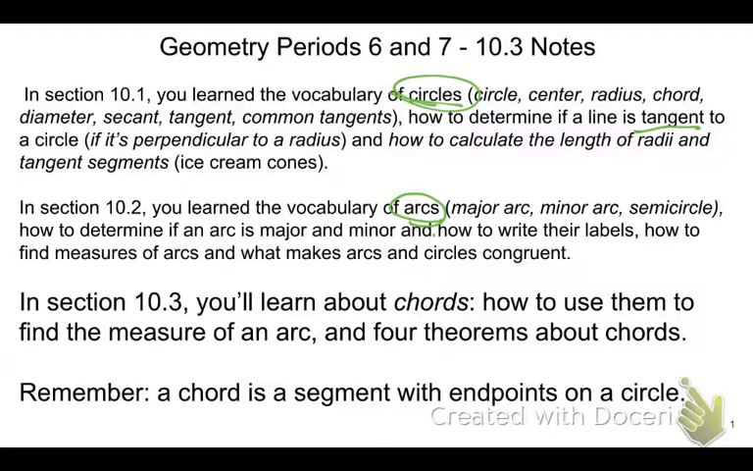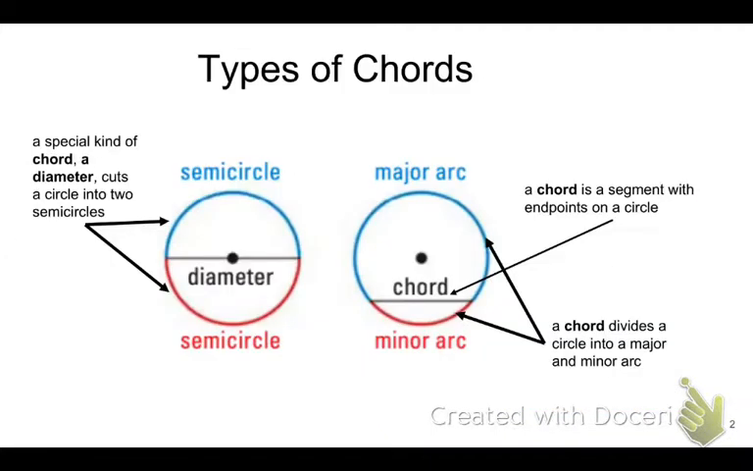In section 10.3, you're going to learn about chords, and how to use them to find the measure of an arc. So we're going back and borrowing on what we learned in section 2, and we're going to learn 4 theorems about chords. So the first thing to remember is a chord is a segment with endpoints on a circle. So you definitely need to remember that.